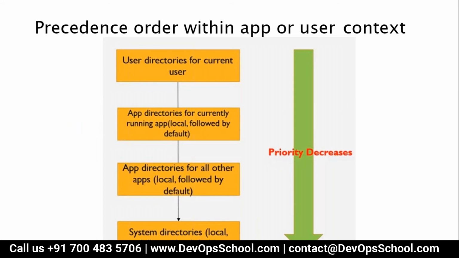Okay, so now, precedence order within app or user context. If you want to know the precedence order within an app or user context, what will it be? I'm not talking about the system, but within an app or user context. Here, the user directory for the current user, inside that the app directory for the currently running application, which includes local, followed by default.